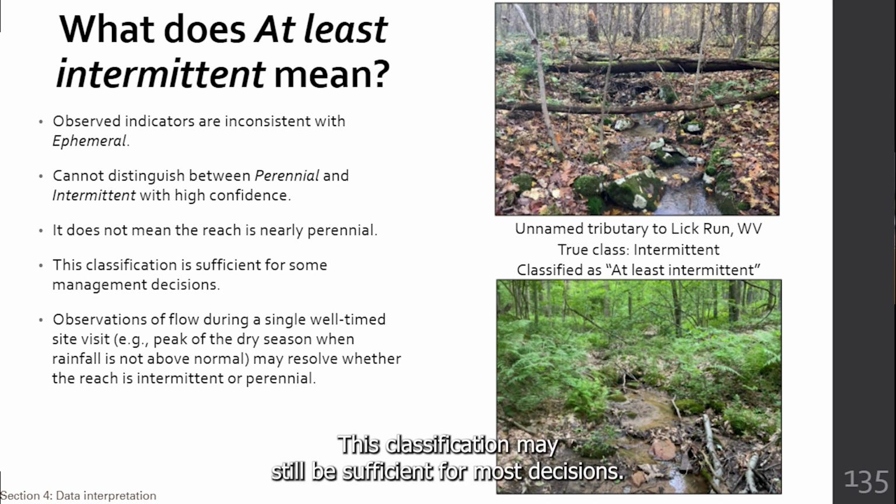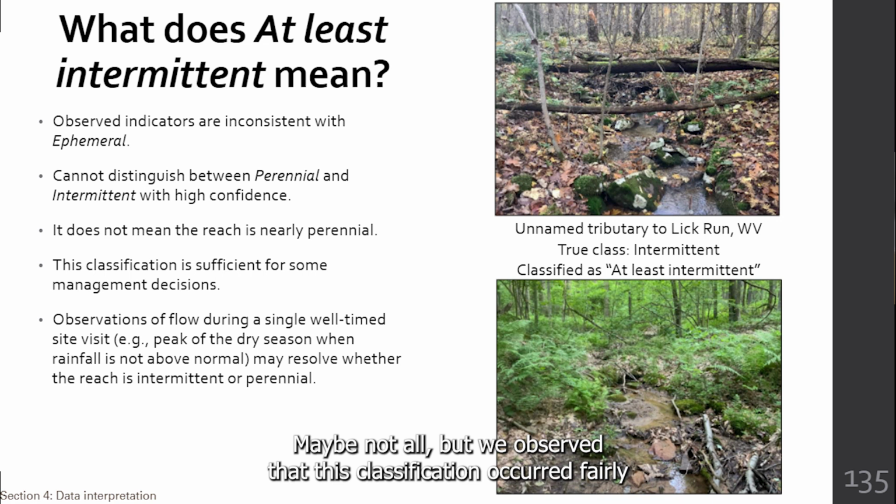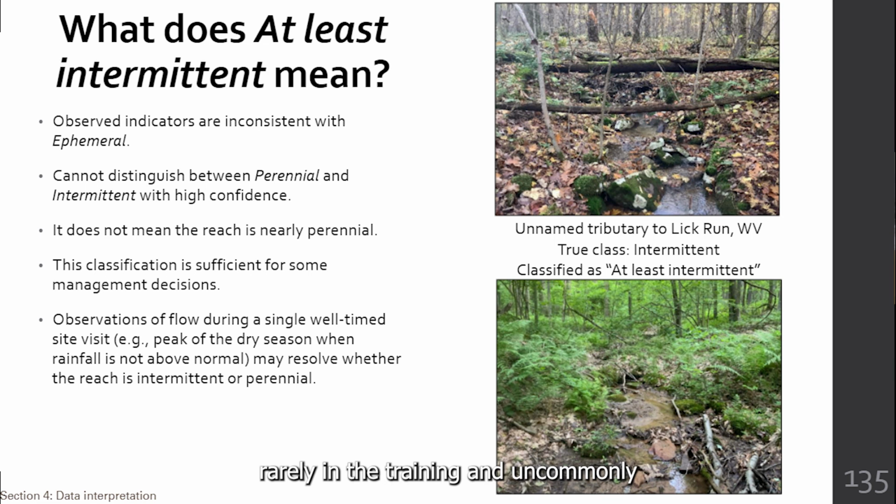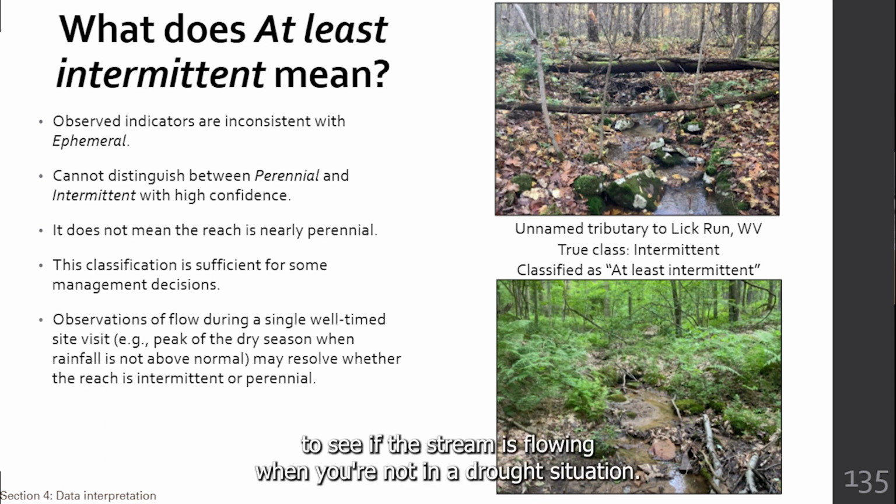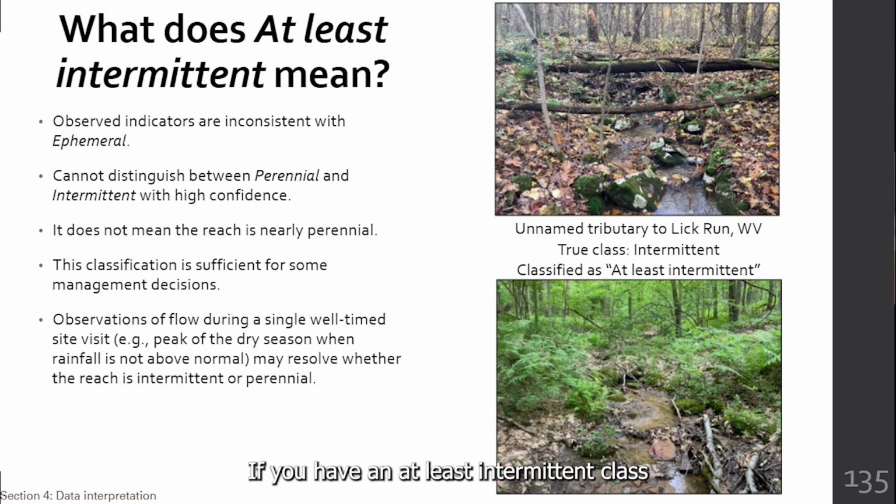This classification may still be sufficient for most decisions, maybe not all. But we observed that this classification occurred fairly rarely in the training and uncommonly also in the testing data sets. So additional information like a well-timed observation may provide enough confidence for a more definitive classification, such as going out in the peak of summer to see if the stream is flowing when you're not in a drought situation. If you have an at least intermittent class from a wet season visit.